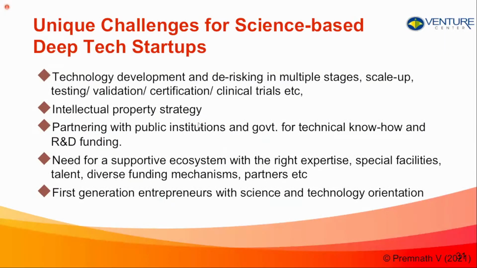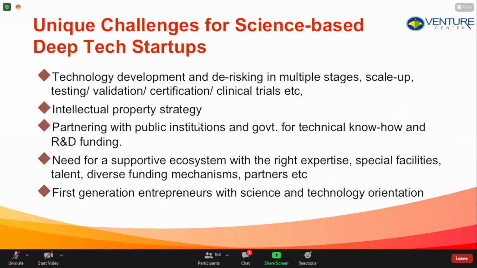But there are unique challenges. When you work with science-based ideas, you add a number of risks to your already set of risks. The first thing is you have to develop technology. There's a risk of it not working. There's scale-up risk, multiple stages of de-risking. All of that happens. There's intellectual property risk, which becomes important again. You have to partner with many different institutions because in India, a lot of the publicly funded institutions have a lot of the know-how, the R&D funding, and the facilities available to them. So you have to learn how to work with them and partner with them in different ways.